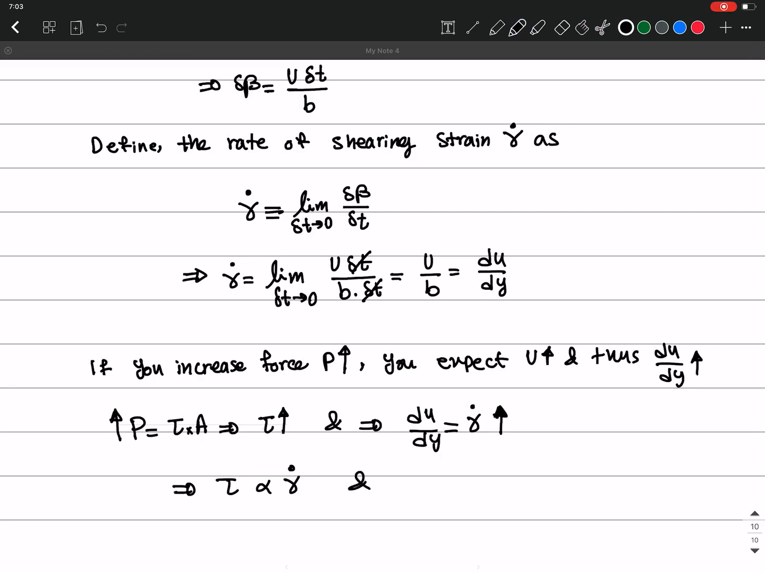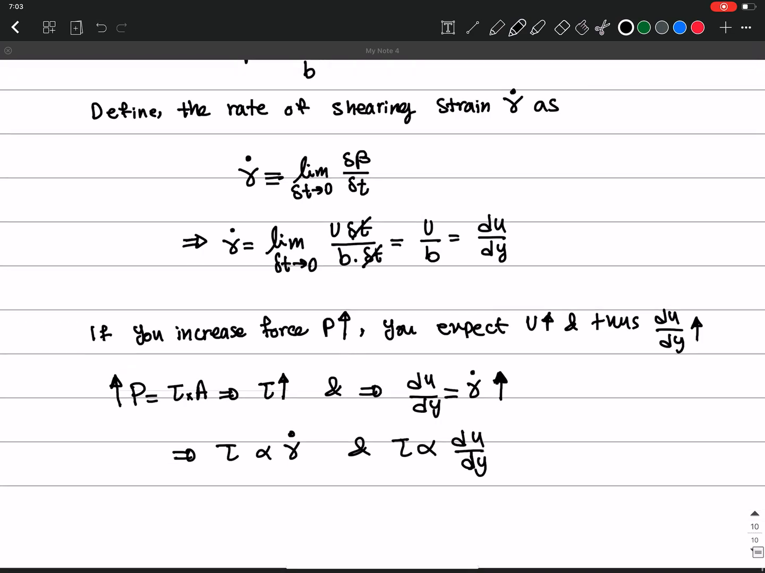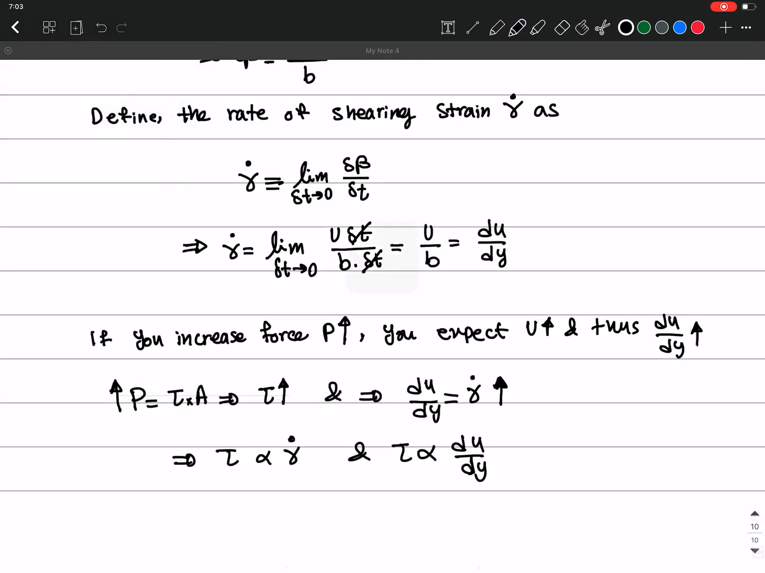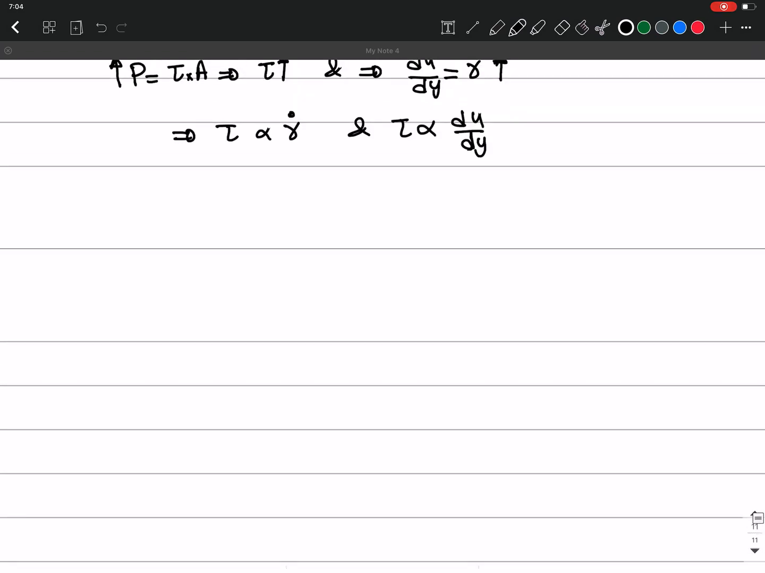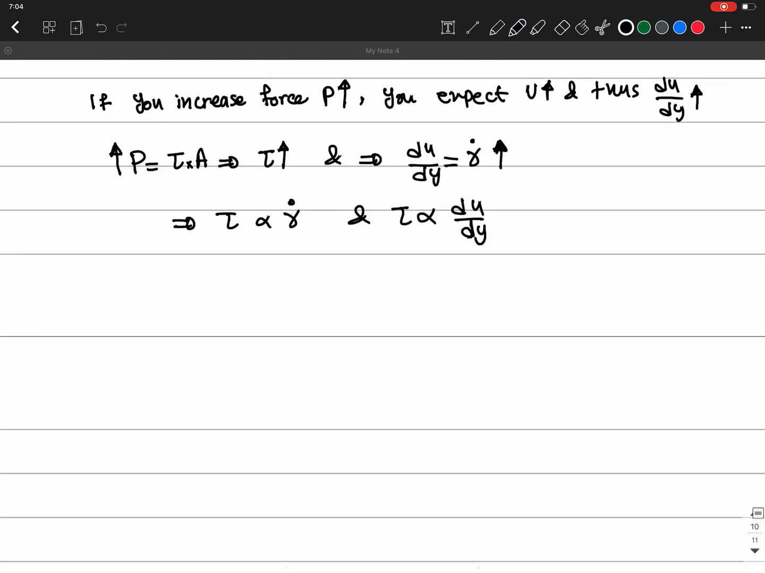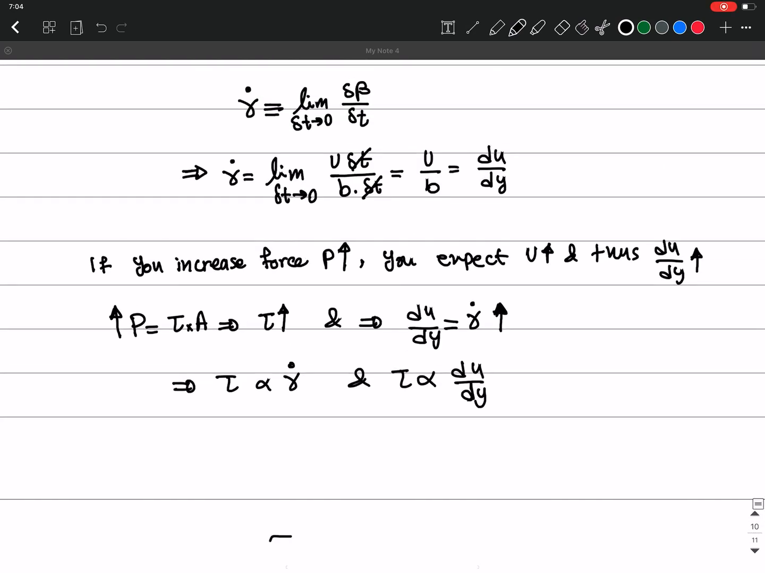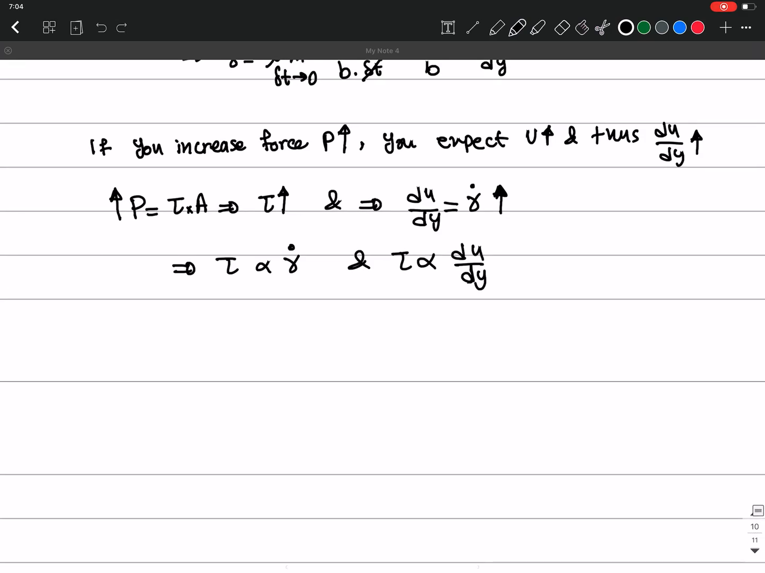And so we can also say that tau, because the shear strain rate equals du over dy, is proportional to du over dy. Means that the shear stress is proportional to the velocity gradient. So this is a very important relationship in fluids. Now I know that these two, tau and du over dy, are proportional to each other. And now I want to relate them to each other, write an equality using a constant.